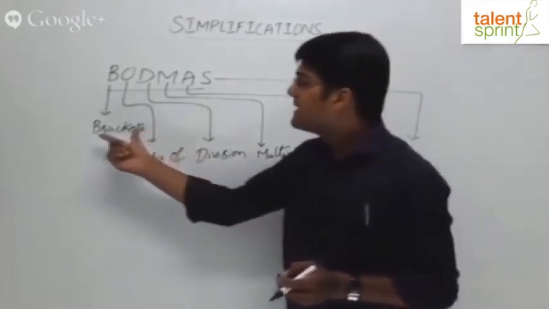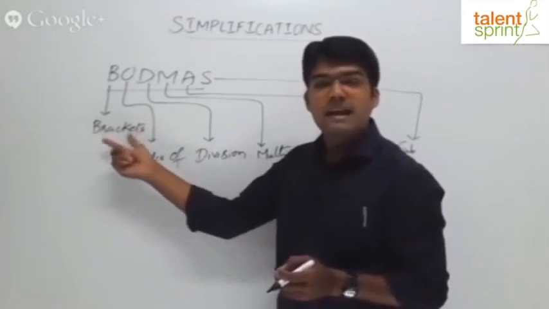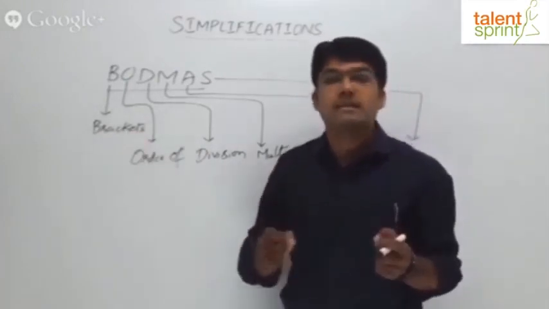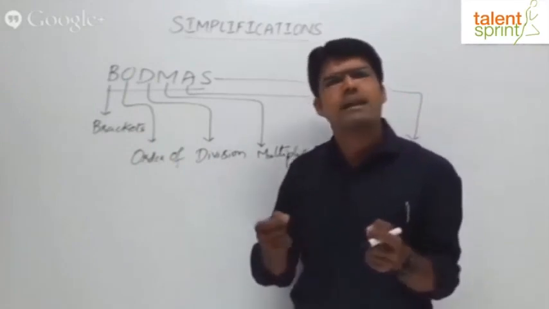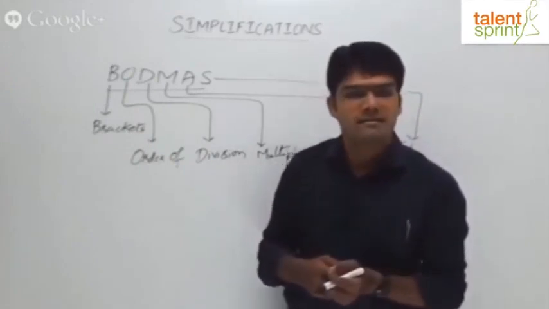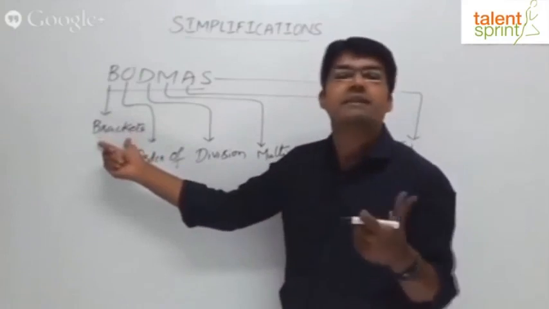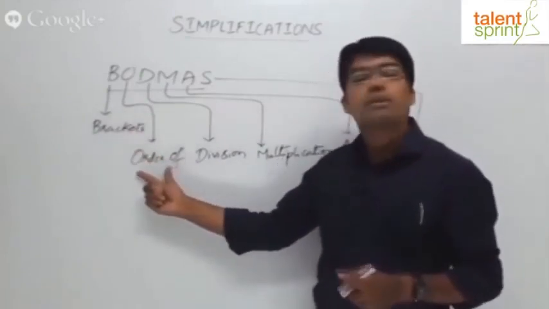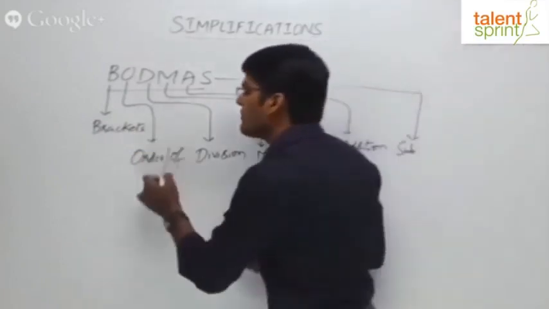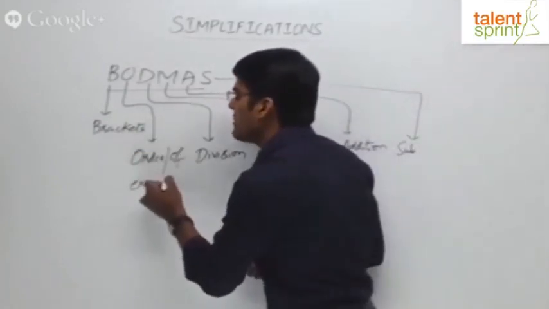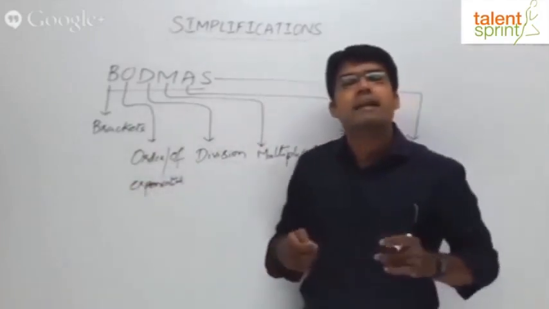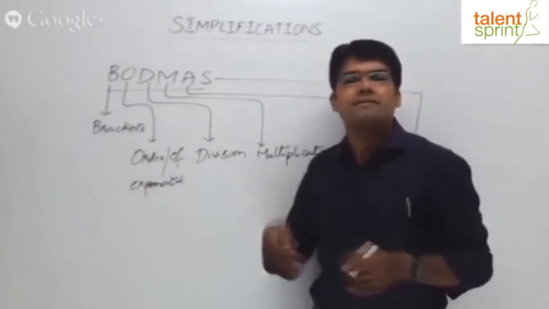The first one here is brackets. So this means that in a given question, if you find any part of the question within the brackets, that has to be simplified first, right? Brackets, or it is also known as parentheses, right? So the first step here is to simplify the bracketed part. Then once it is done, we move on to the operations of order of, or these are nothing but the exponential operations, right? For example, sometimes we see 3 by 8 of 4 by 5 of 16.